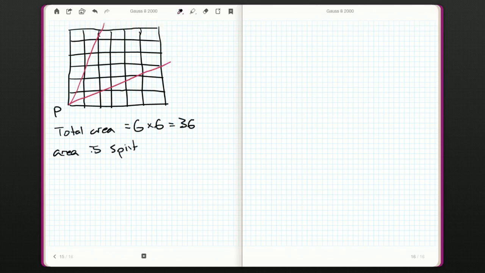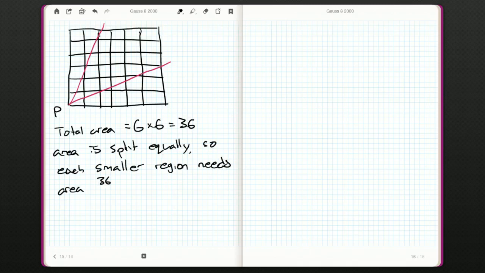And our area is split equally. So each smaller region needs an area of 36 divided into three equal regions. That's going to be 12. Okay. So we want to find points on the grid so that each region has area 12.